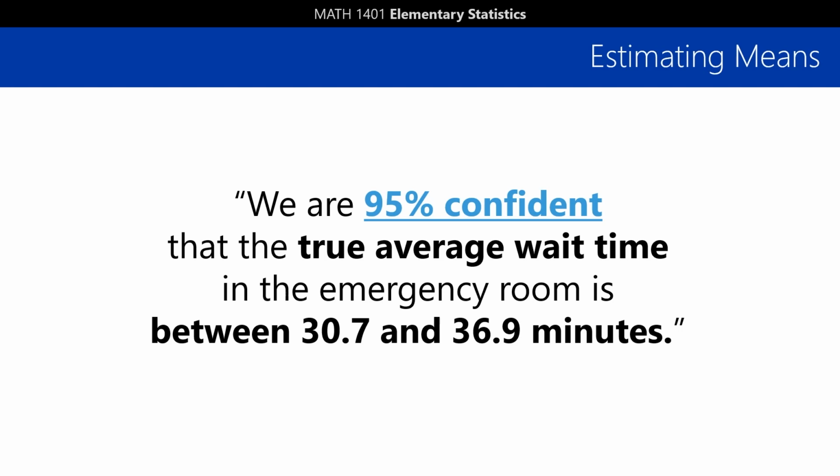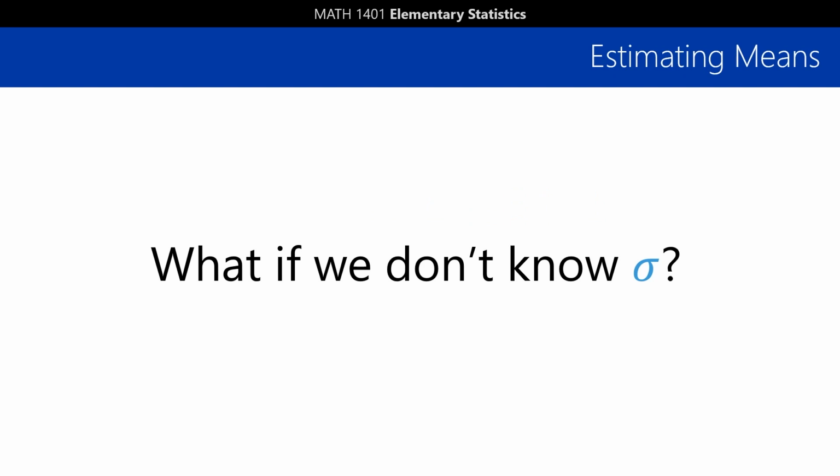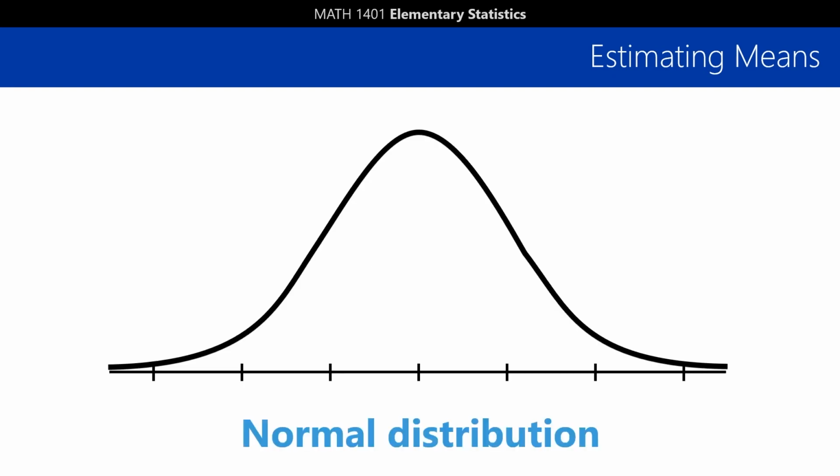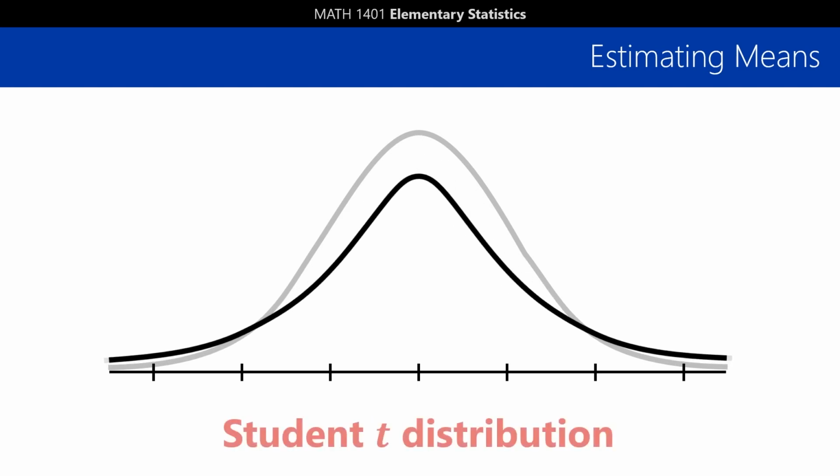Now that raises the question, what do we do if we don't know sigma? In that case, we have to tweak our process by just a little bit. See, up to this point, we've been able to use a normal distribution. But if we don't know the population standard deviation, that introduces some extra variability on our results that makes the normal distribution potentially inaccurate. But we can compensate for this extra variability by using a different distribution called the student t distribution. The t distribution is still bell-shaped, but it's a little shorter and wider.